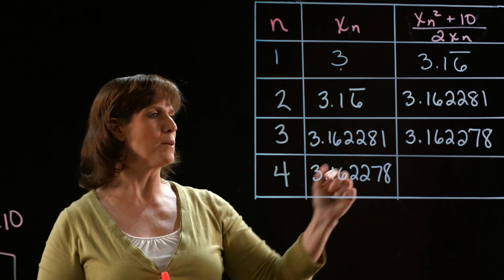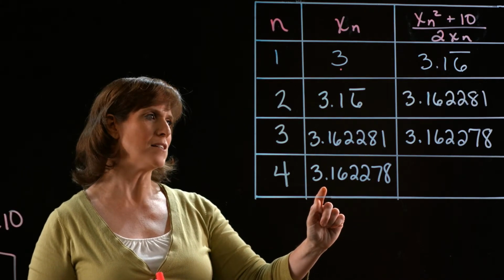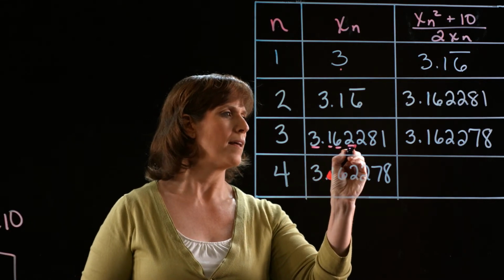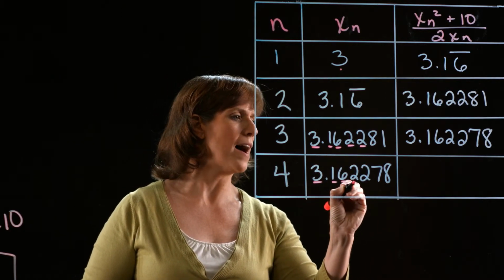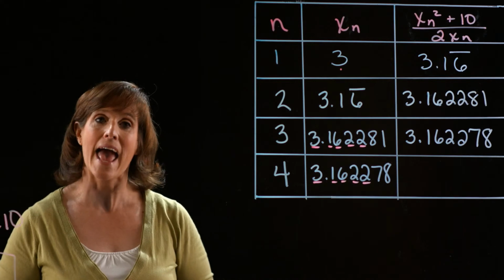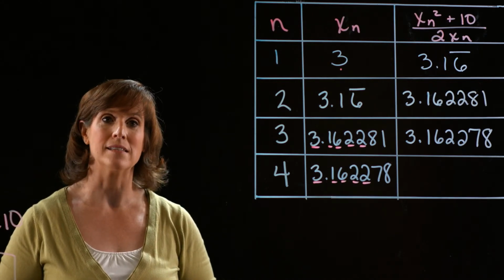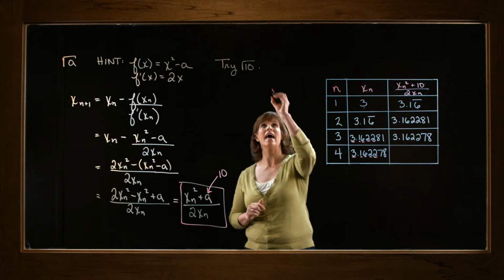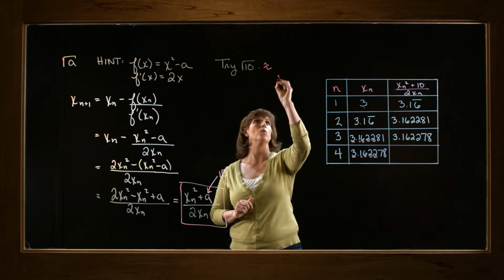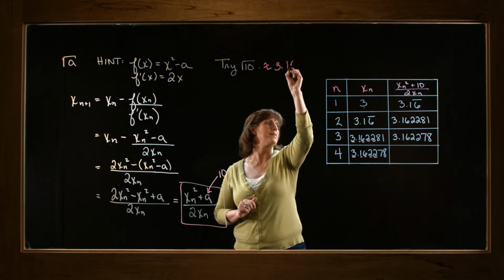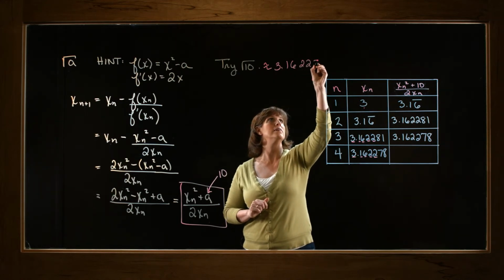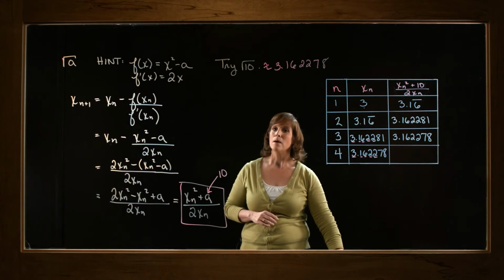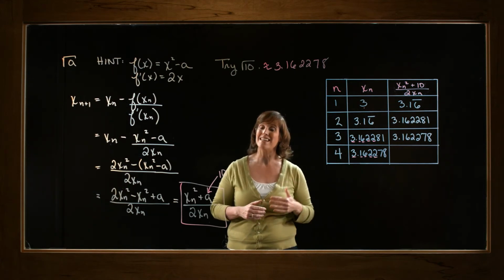So I keep repeating the process, and finally when I get to this 4th iteration and I compare my values, I notice that I am within 3 decimal places accuracy. So this is telling me that the square root of 10 is approximately equal to 3.162278.